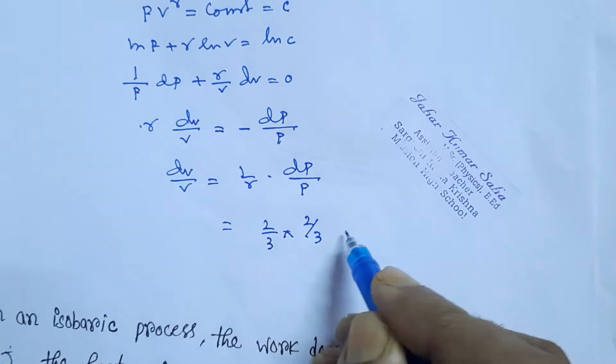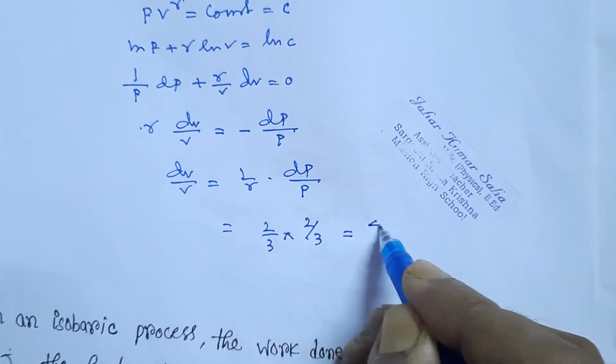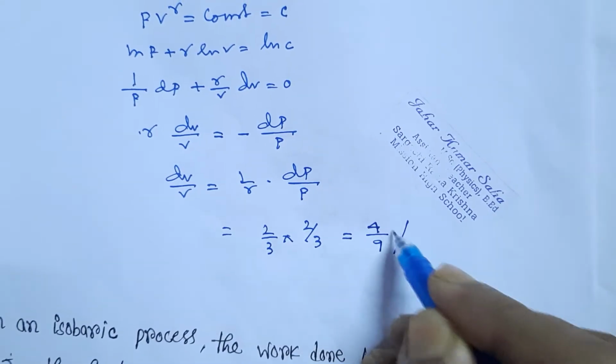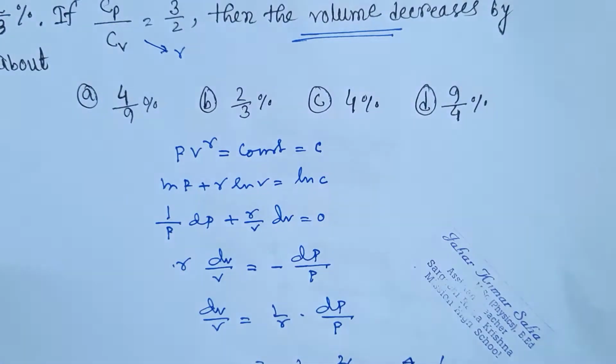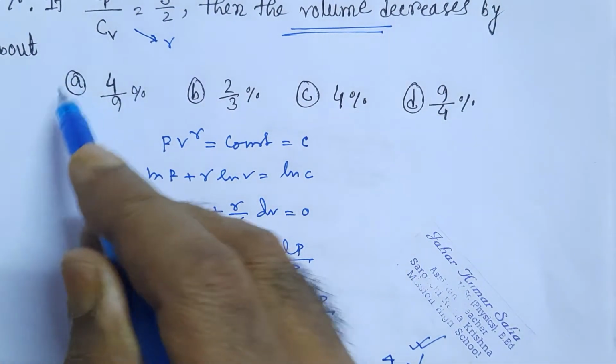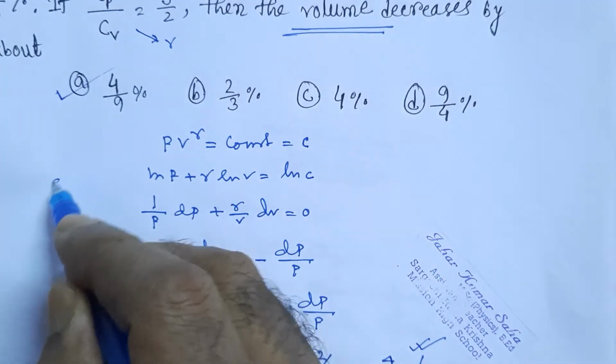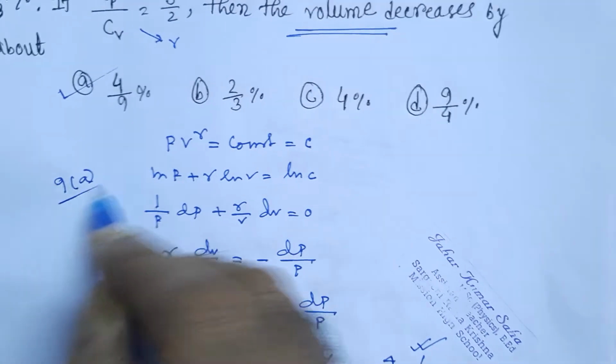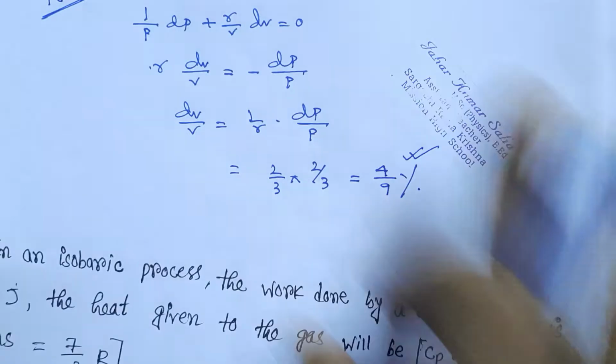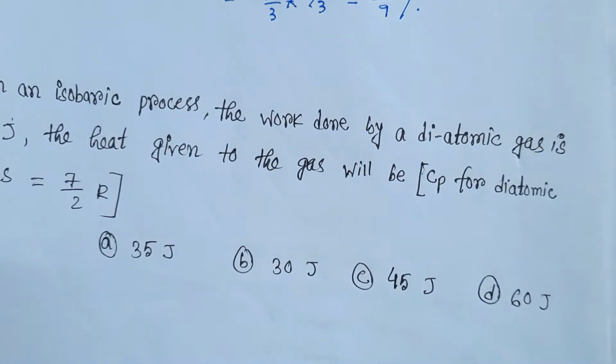So dV by V equals to what? 2 by 3 into 2 by 3, that is 4 by 9%. We find this 4 by 9% in option A. So our choice is A for question number 9. Now let us see question number 10.